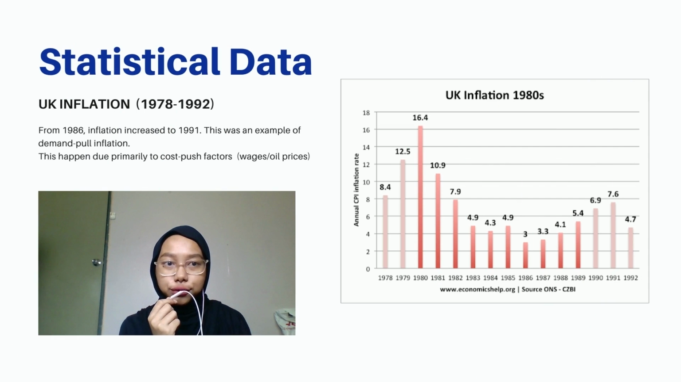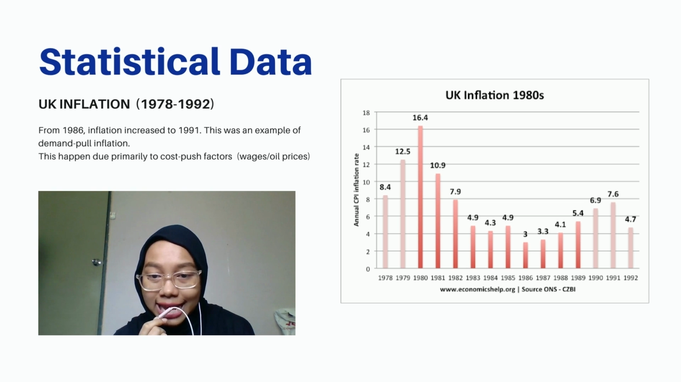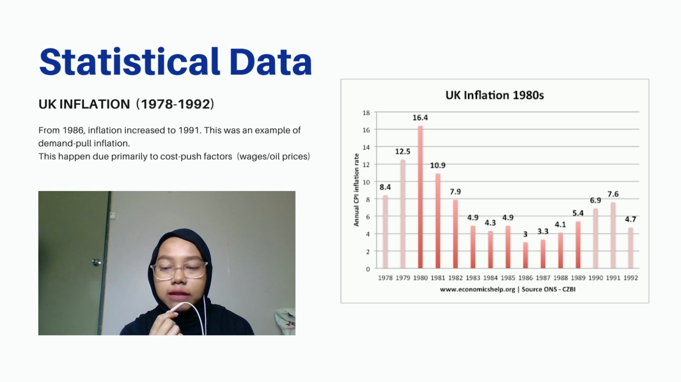So lastly, we are going to present the statistical data. For the statistical data, we are going to use UK inflation from 1978 to 1992. When we look at the graph, from 1986 the inflation rate is 3, and then increasing until 1991. In 1991, the inflation rate is 7.6. So this was an example of demand pull inflation. So this happened because of the cost push factor, which is wages or maybe oil prices.